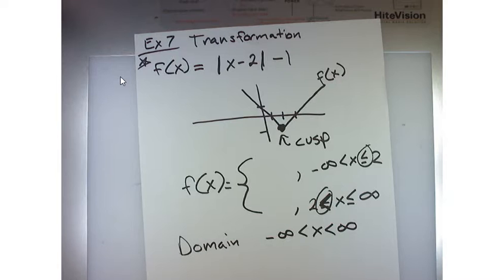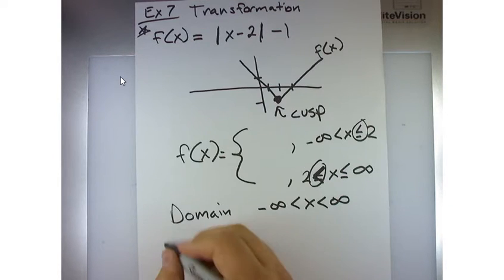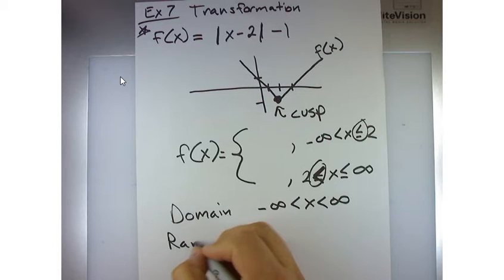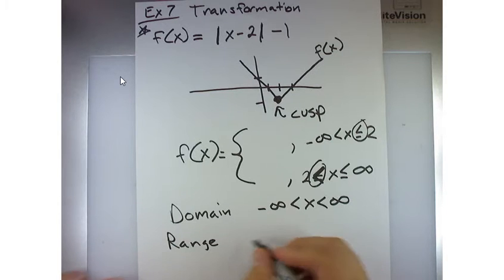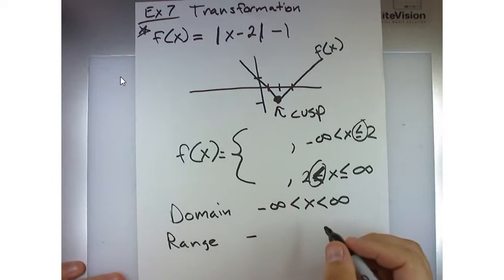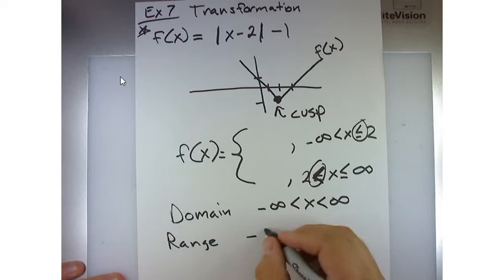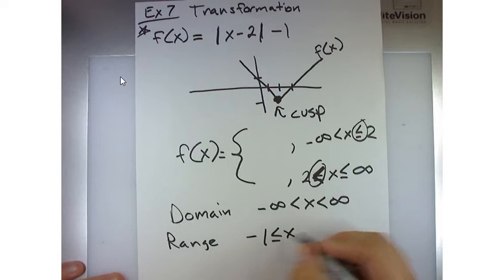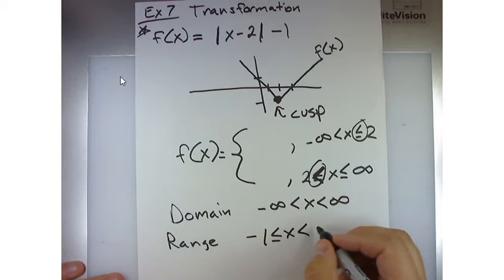And if I were to consider the range, I'm sorry, the total range of this thing, which is based on the domain, what would you guys say? Negative 1 to infinity. Are we including negative 1? Yes. So we would say negative 1 is less than or equal to y, which is less than infinity.